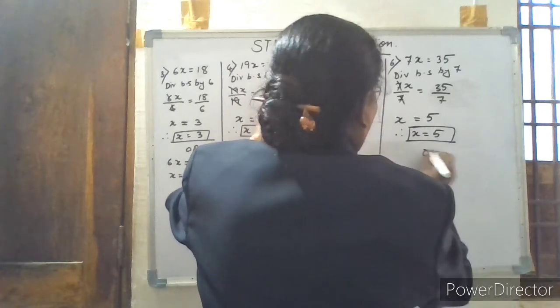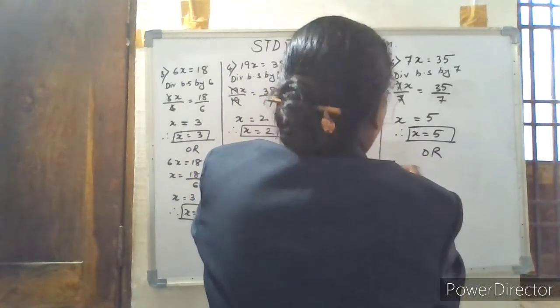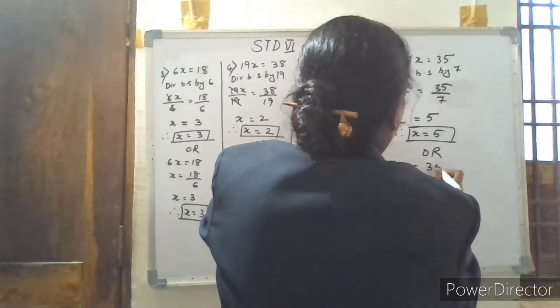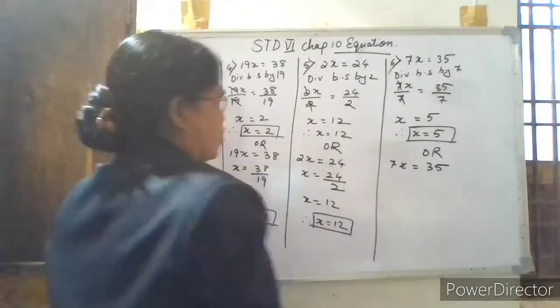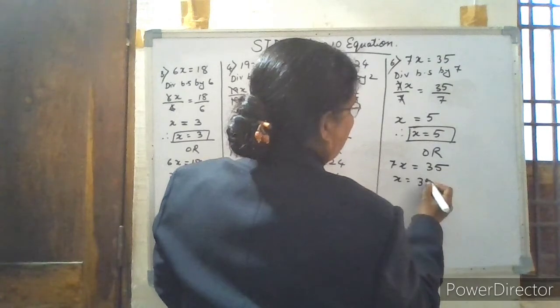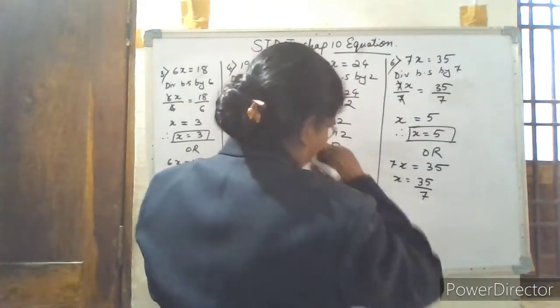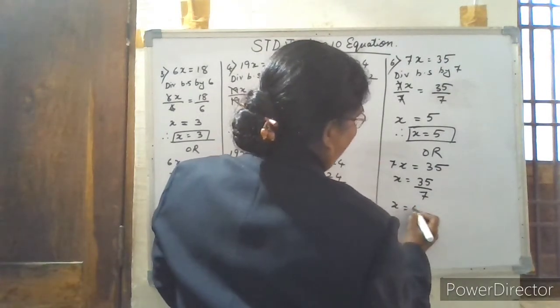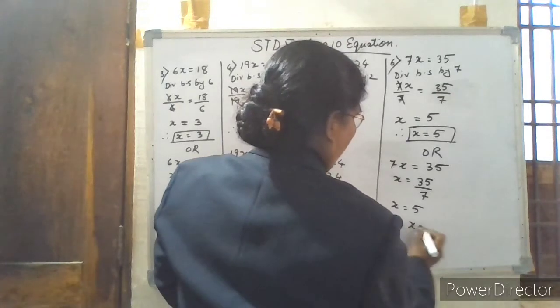Or, 7x is equal to 35. Directly we will transfer 7 to the other side. So x will remain here, equal to 35 divided by 7. 7 fives are 35. x is equal to 5. Therefore, x is equal to 5.